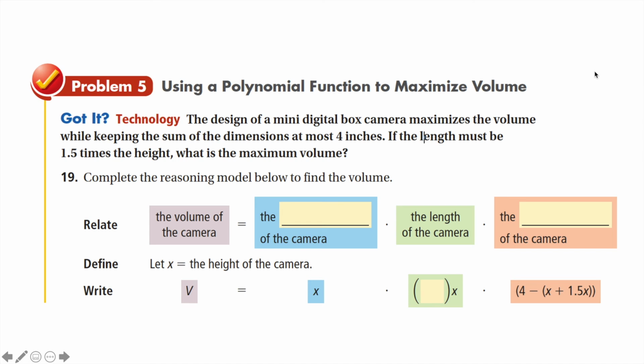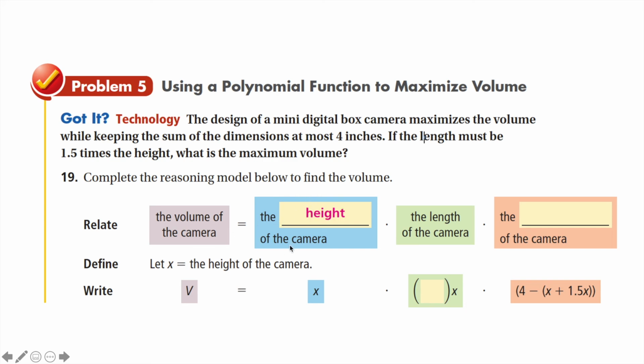Problem number 5. Using a polynomial function to maximize volume. The design of a mini digital box camera maximizes the volume while keeping the sum of the dimensions at most 4 inches. In other words, it's not bigger than 4 inches if you were to add up all of the length, the height, as well as the width. If the length must be 1.5 times the height, what is the maximum volume? Complete the reasoning model below to find the volume. Well, starting off, the volume of the camera, we're going to be representing that as a V, just because that's how you normally represent volume.